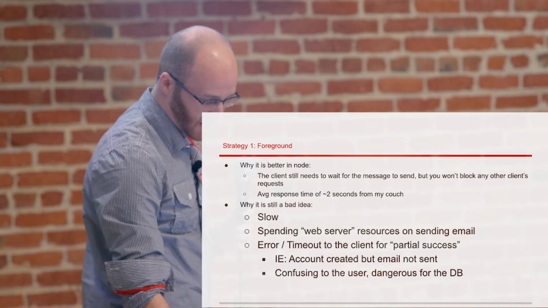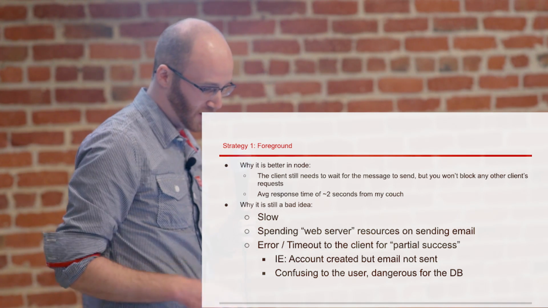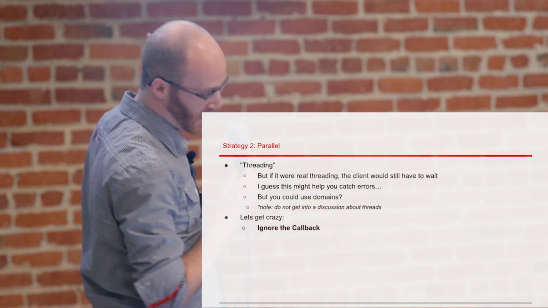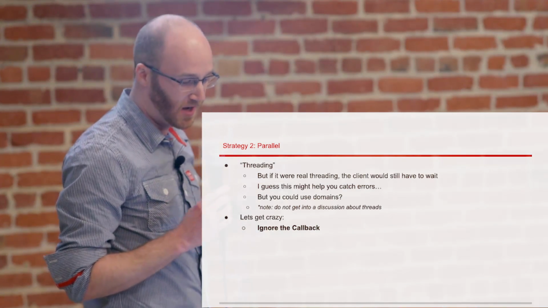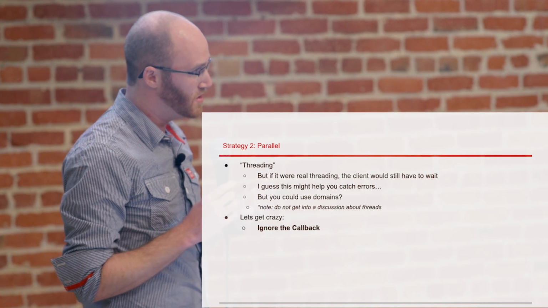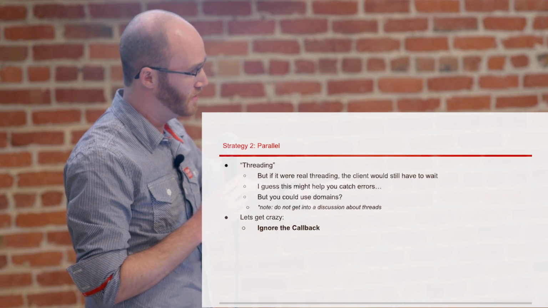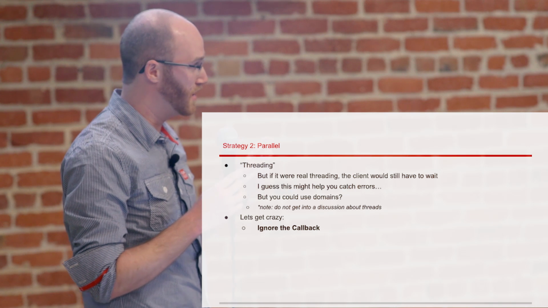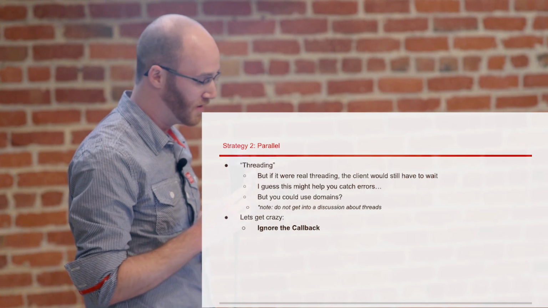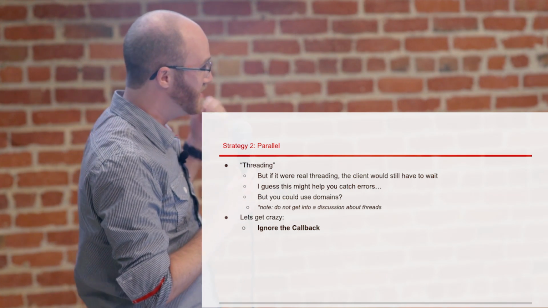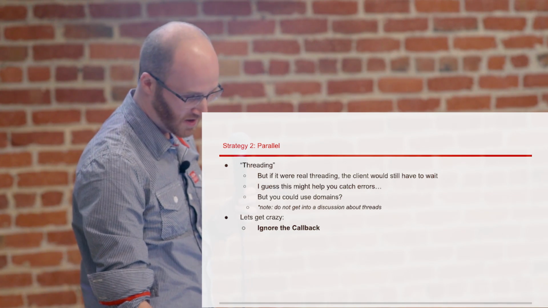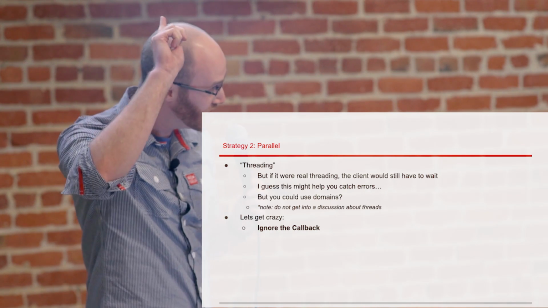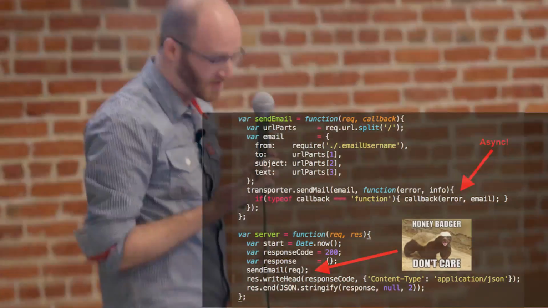So let's go with the next one. What's the next way we can do this? I have a note to myself: we're not going to talk about actual threads here. It's a dangerous topic, especially in Node. But what can you do to pass on the work of sending the email to another background thing? Can't use the word thread. What that means in Node is you can just ignore the callback. That is a thing you can do. It is not recommended. Again, don't ever do this, but it's allowed.